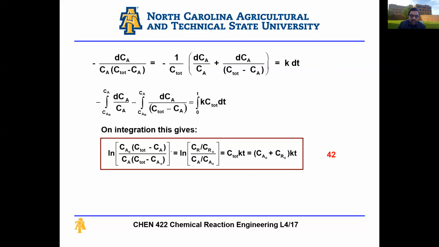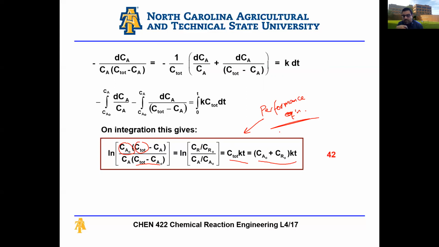However, the final expression is this, where I basically get ln of a big expression where I have two constants, CA naught and C total, divided by CA multiplied by another constant. And this is equal to C total kt, equals CA naught plus CR naught kt, equal to ln of this ratio of CR naught to CA, right? So this is the performance equation for an autocatalytic reaction, right?